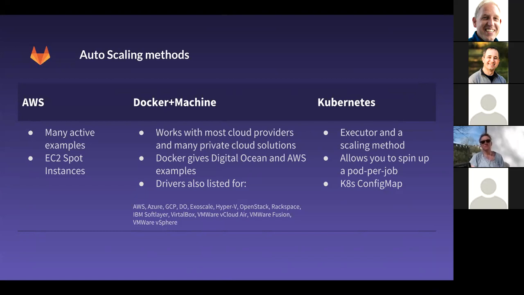Docker shows examples of DigitalOcean and AWS, but you can also see the massive list of drivers supported by Docker for Docker Machine, which includes VirtualBox and 3 VMware tools: vCloud Air, Fusion, and vSphere, and then a number of other tools, as you can see. And then last is Kubernetes. So we'll talk about how the Kubernetes scaling works as well.